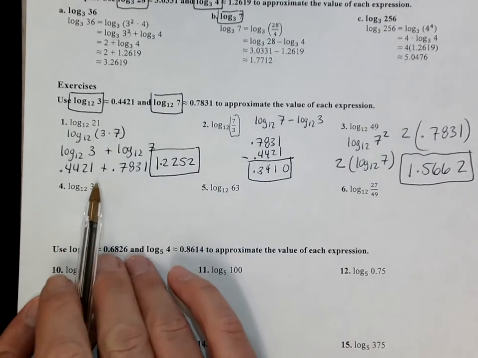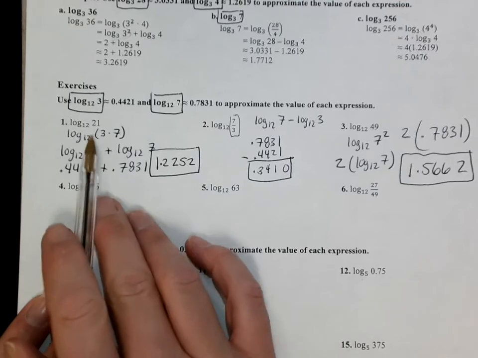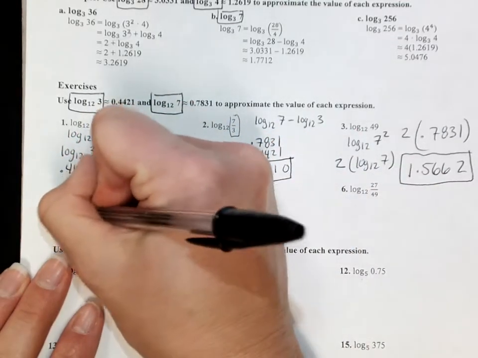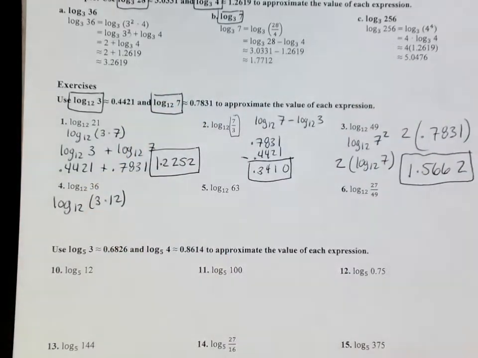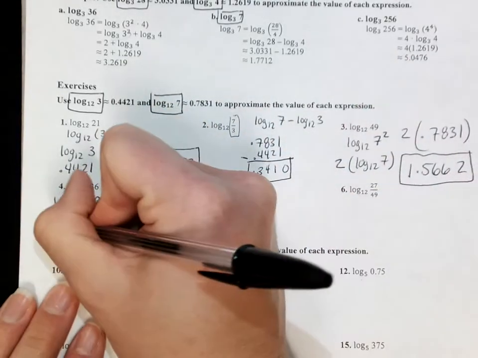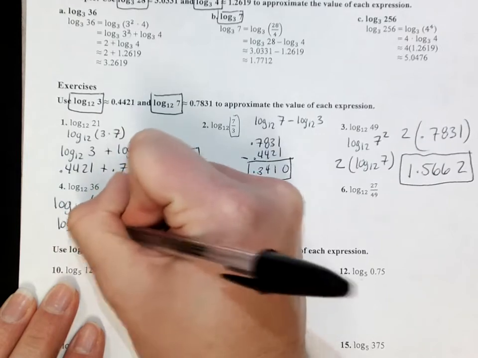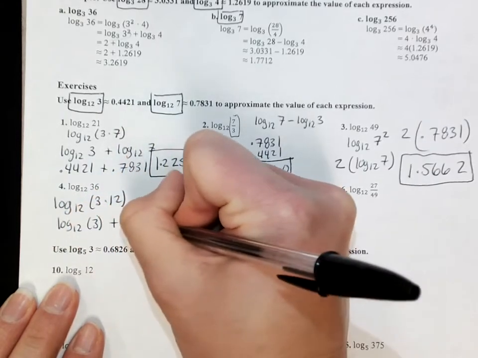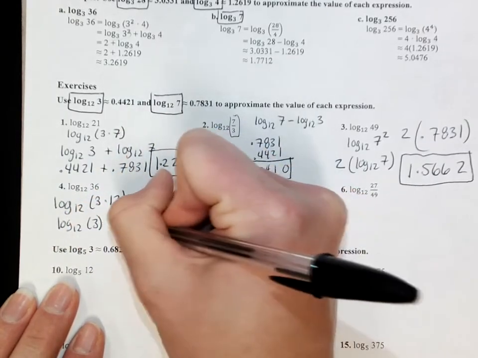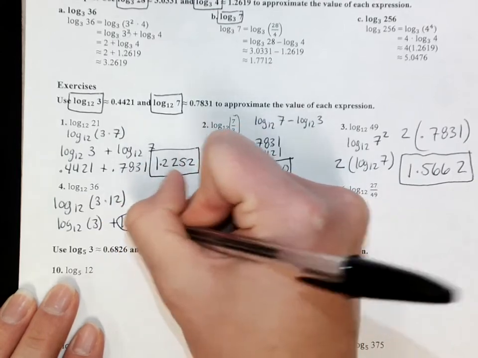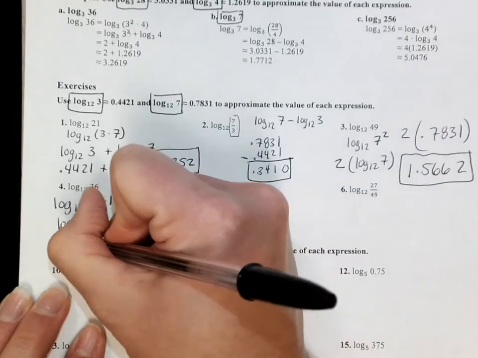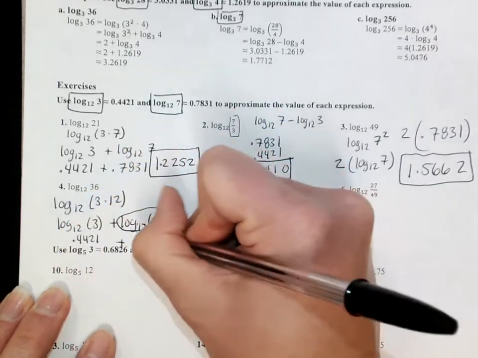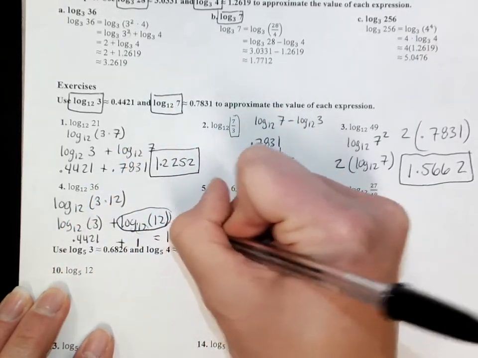So 36 is 3 times 12. Actually, maybe I will go ahead and do this one. I have 3 times 12, so that is the log 12 of 3 plus the log 12 of 12. Well, the log 12 of 12, because these two numbers are the same, equals 1, plus the log 12 of 3 is 0.4421, so that equals 1.4421.